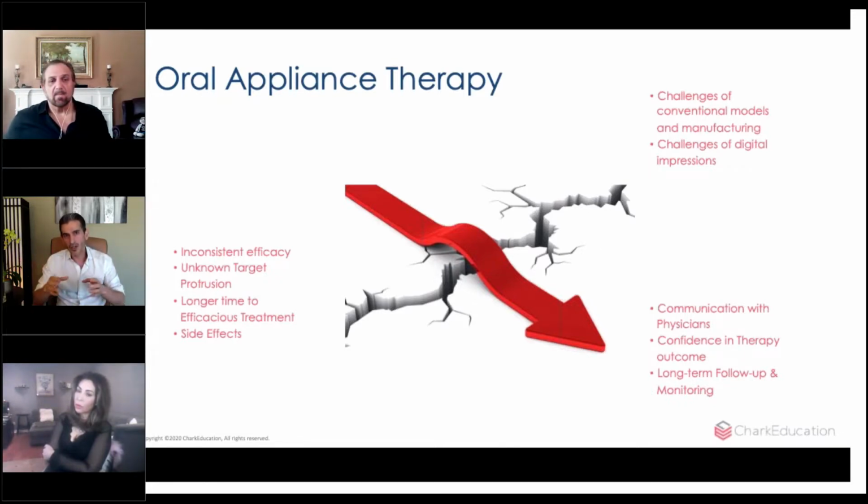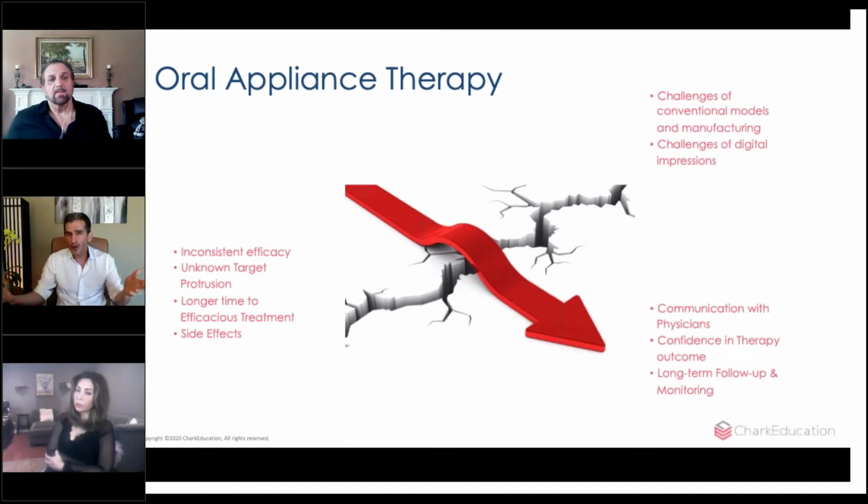What I'm going to focus on is technologies that will allow us to address the challenges that we have in oral appliance therapy today, just to be able to focus this talk on oral appliance therapy. What are some of the challenges that we meet today? Of course, it's inconsistent efficacy. We don't know who the appliance works for consistently. We don't know where to set the mandible. It does take us longer to get patients to that efficacious treatment. We do have side effects.